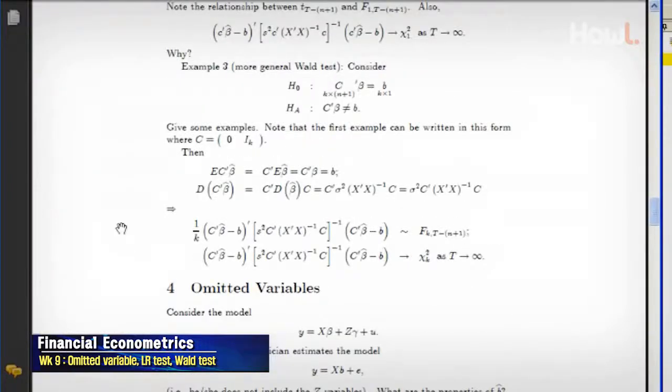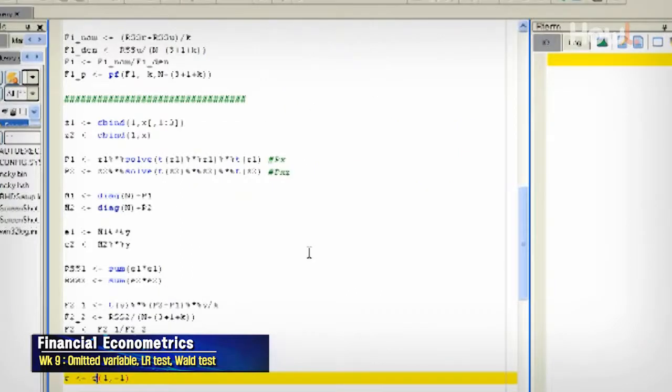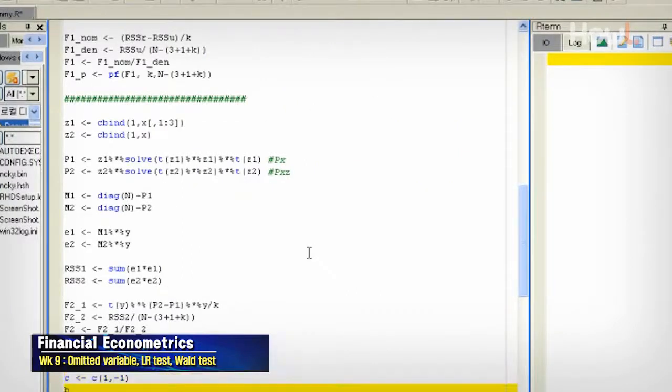Okay, so let's use this one. And since we have only one restriction, K should be 1, right? So C is like this. So first we have to calculate this. So b is 0, right? B is 0. Let's write down b equals 0.